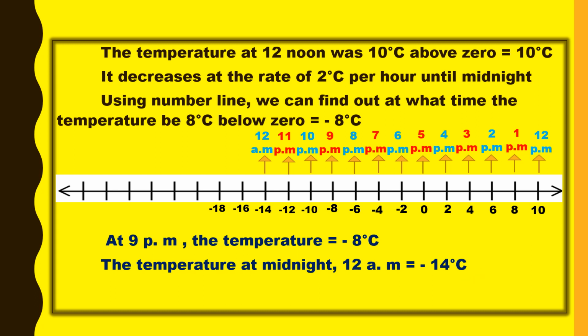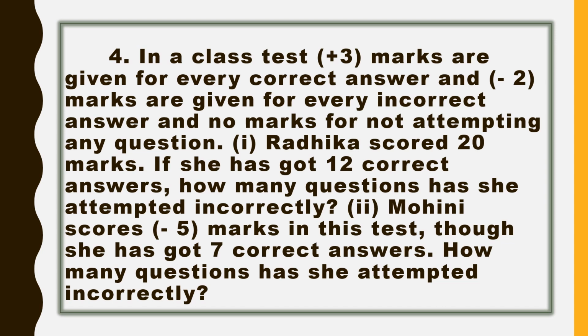So using a number line it can be easily solved. Okay. So let us jump to the next question. Here is your fourth question. In a class test, 3 marks are given for every correct answer. So if you write an answer correctly, you will be given 3 marks, and minus 2 marks are given for every incorrect answer. So if you write any answer wrong, you will get minus 2 marks for that answer. Okay. And no marks for not attempting any question. If you leave any question, you will get 0 marks for that one.